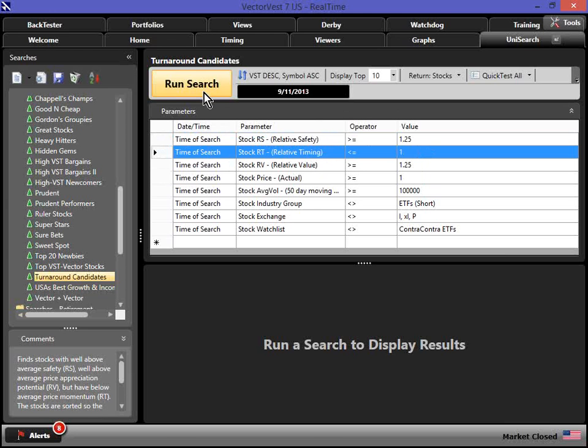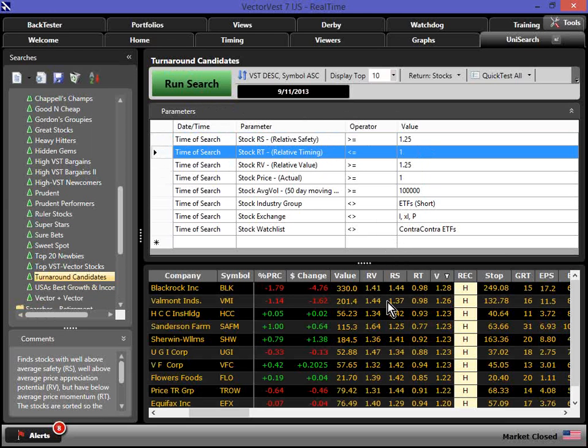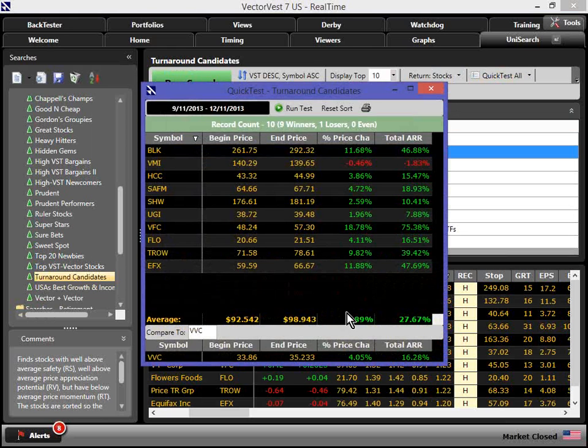Okay? So let's just take a look at this. Here you can see, look at these nice RVs, nice RSs, but the relative timing is below 1. So we're saying these are stocks that are good turnaround candidates. Okay? So just for curiosity, let's see how it did during this upturn. All right, well, look at that. 9 out of 10 winners, almost 7% gain. So not bad. That was a good one.